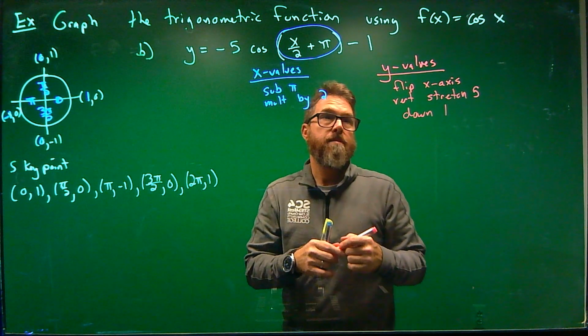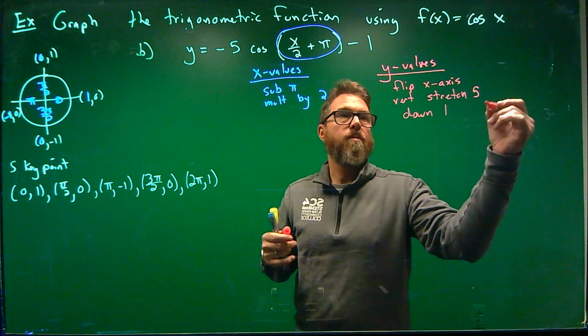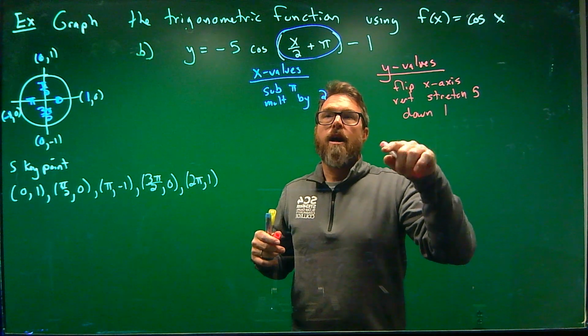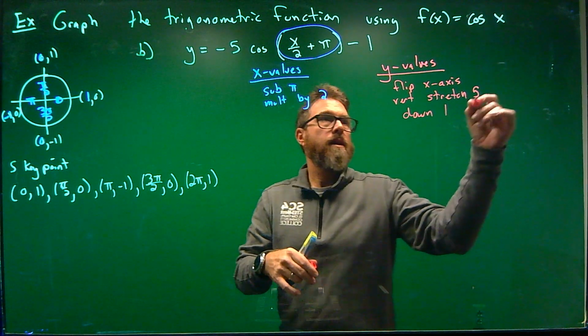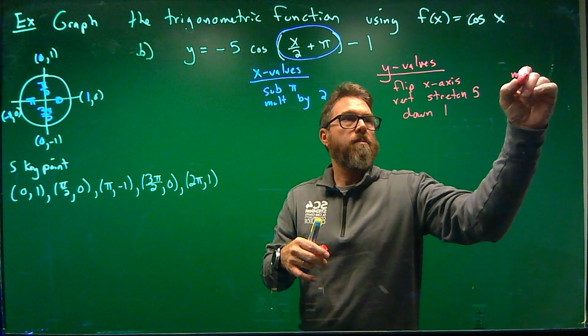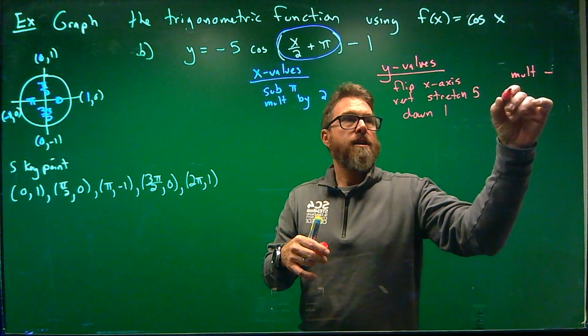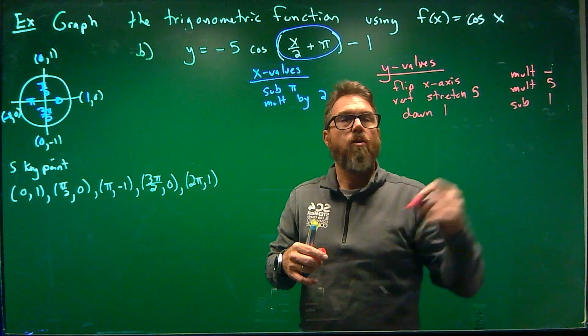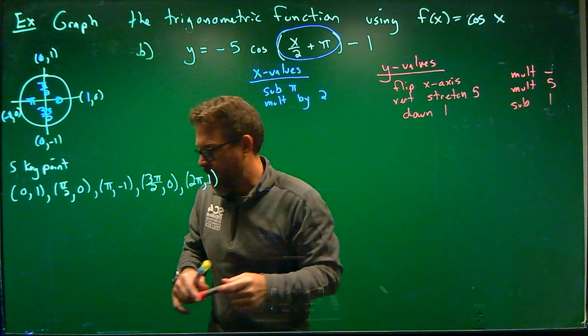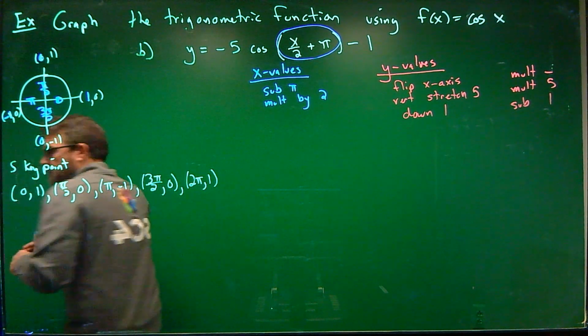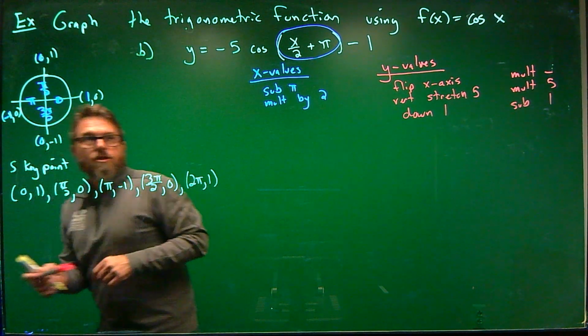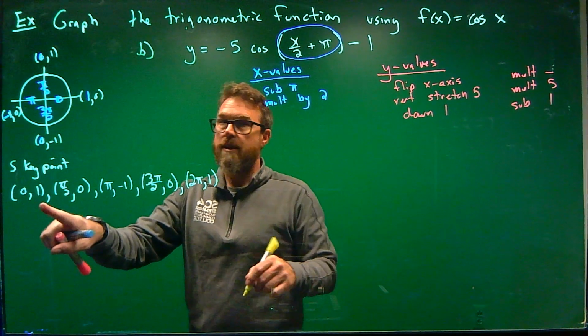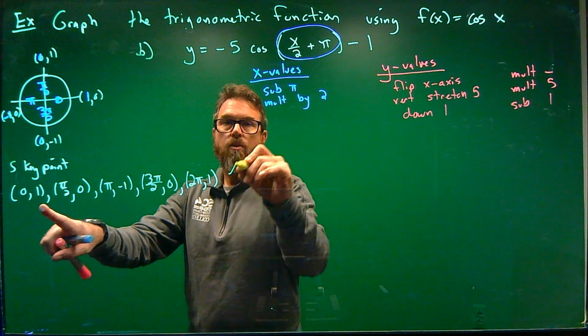So, this is multiply by a negative. This is multiply by 5, and then this is subtract 1. So that's going to be the operations we're going to do on the y coordinate. Okay, so I guess I should keep that. So let's start out with these 5 key points and work here.